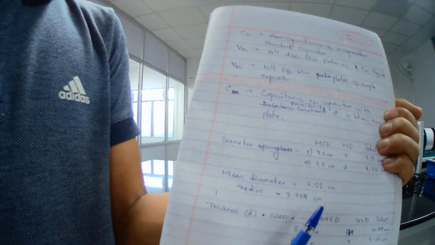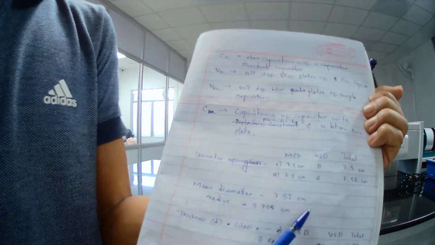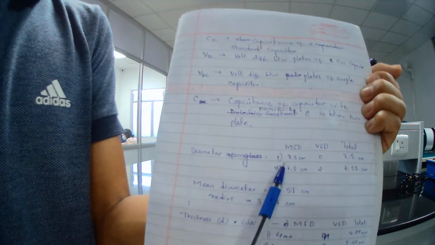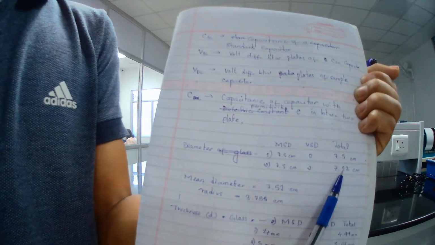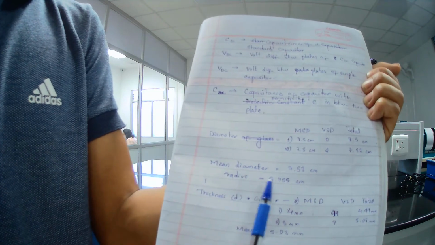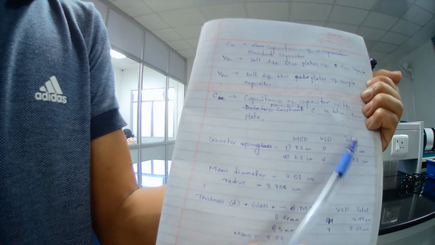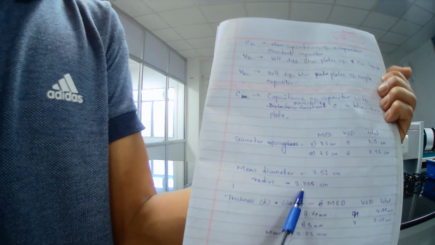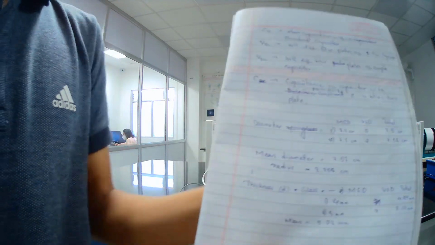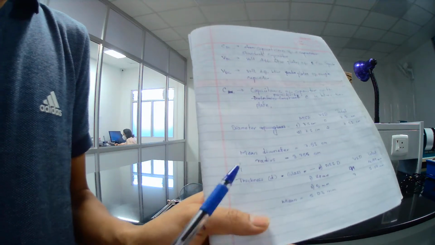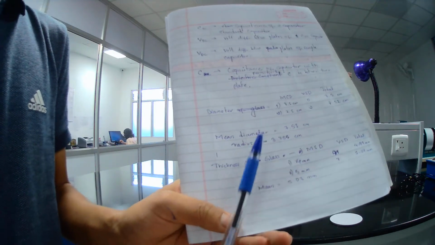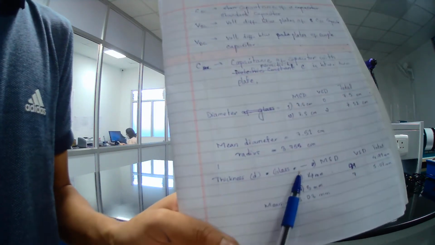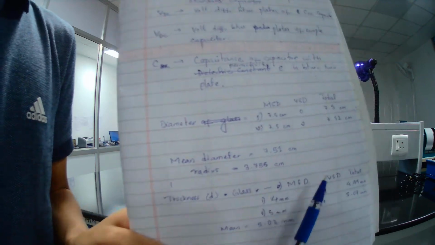This is the diameter of the plate. This is the plate of the capacitor, and we have measured its diameter. From this diameter there are two readings. We have taken a mean, and from this mean we will take the radius. And the thickness for glass.